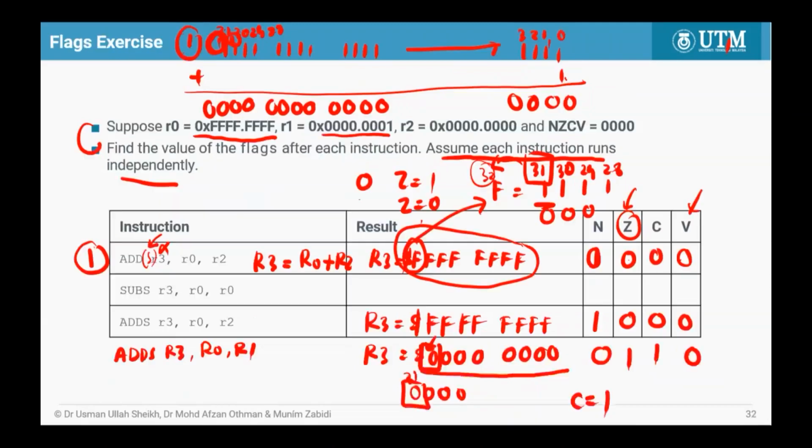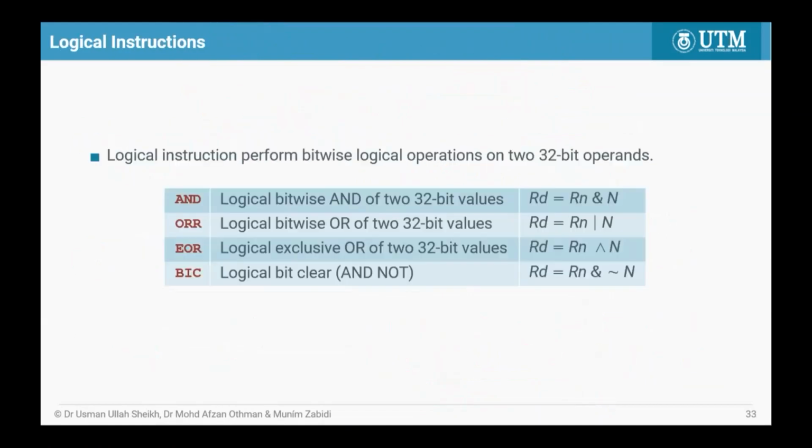So this is how to determine the N, Z, C, and V flags after you perform an arithmetic operation. Next we have the logical instructions. These are a few logical instructions available in ARM assembly language. The first one here is AND.